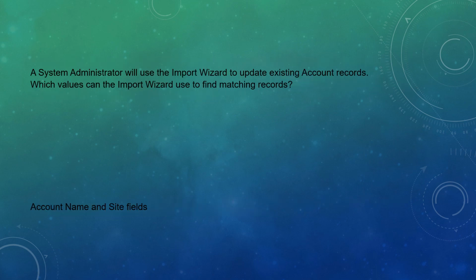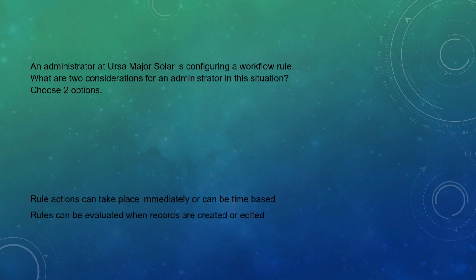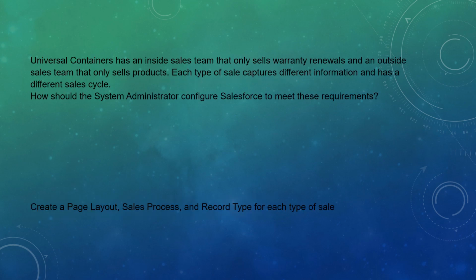The system administrator will use import wizard to update existing account records. Which values can the import wizard use to find matching records? Account name and site field. An administrator at Ursa Major Solar is configuring a workflow rule. What are two considerations for the administrator in this situation? Rule actions can take place immediately or can be time-based. Rule can be evaluated when records are created or edited.